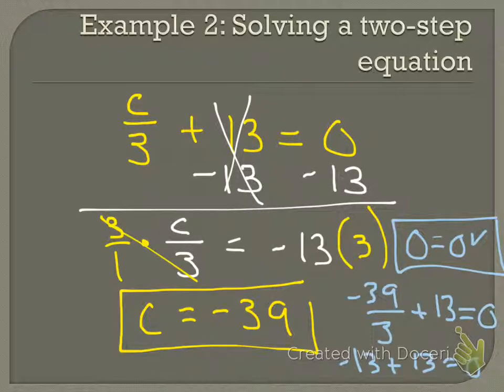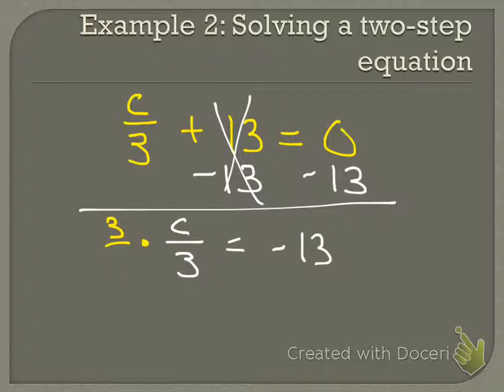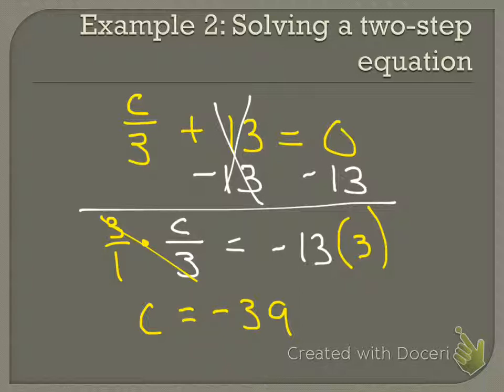Very good. But yes, you need to multiply by 3 over 1. And whatever you do to one side, you have to do to the other. So c equals negative 39.